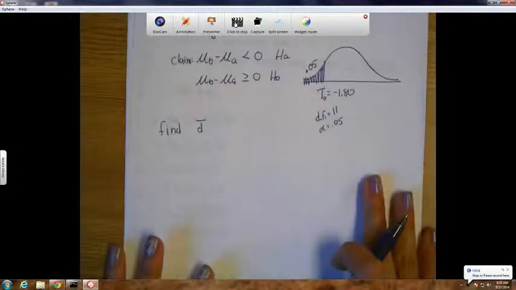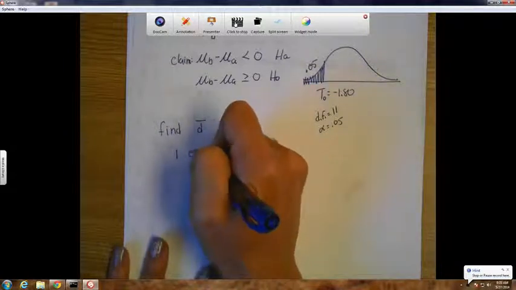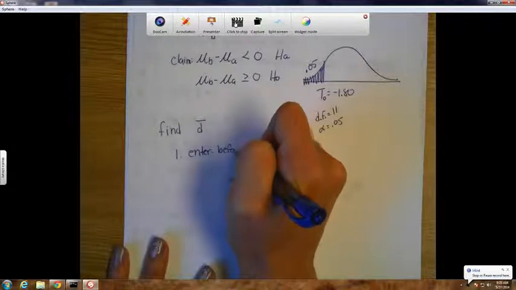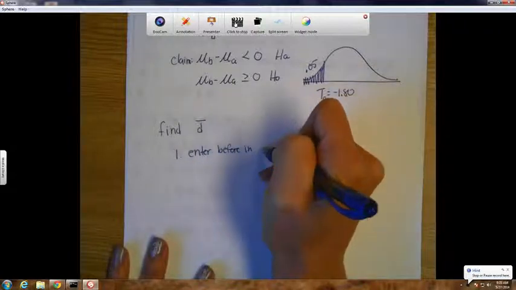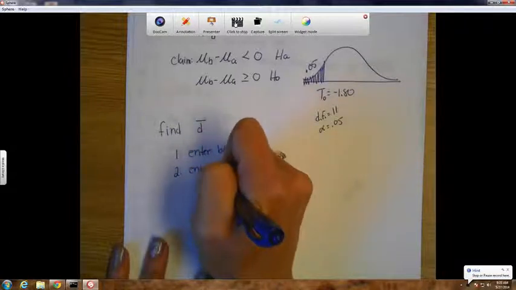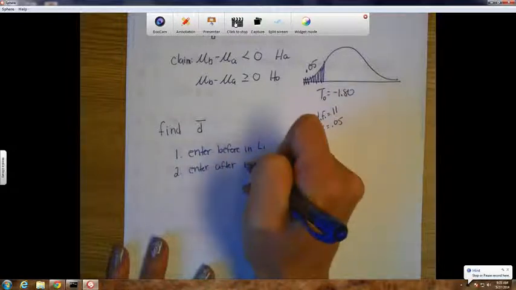We'll write out the steps here just one time. So we're going to enter the before data into L1. We'll enter the after data into L2.